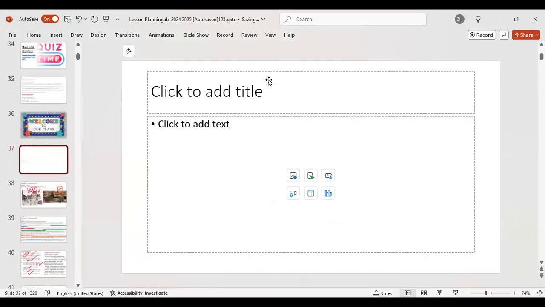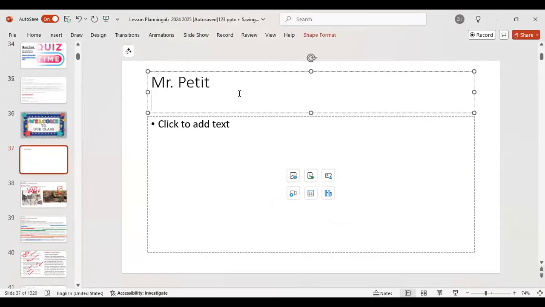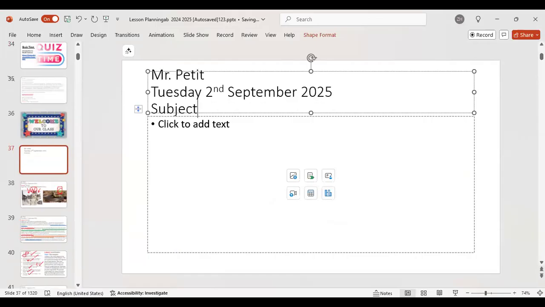Okay, so my name is Mr. Petit. Again, we're doing general science. Today is Tuesday, the 2nd of September, 2025. The subject is, of course, not mathematics, general science.